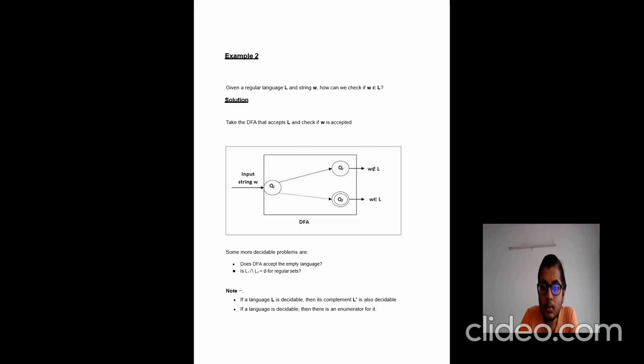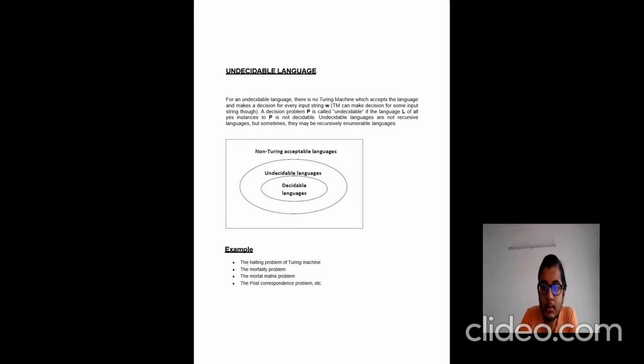Now, an undecidable language. For an undecidable language, there is no Turing machine which accepts the language and makes a decision for every input string W. The Turing machine can make a decision for some input strings though. A decision problem P is called undecidable if the language L of all the yes instances to P is not decidable. Undecidable languages are not recursive languages, but sometimes they may be recursively enumerable languages. Examples: the halting problem of Turing machine, the mortality problem, the mortal matrix problem, and the Post correspondence problem, etc.